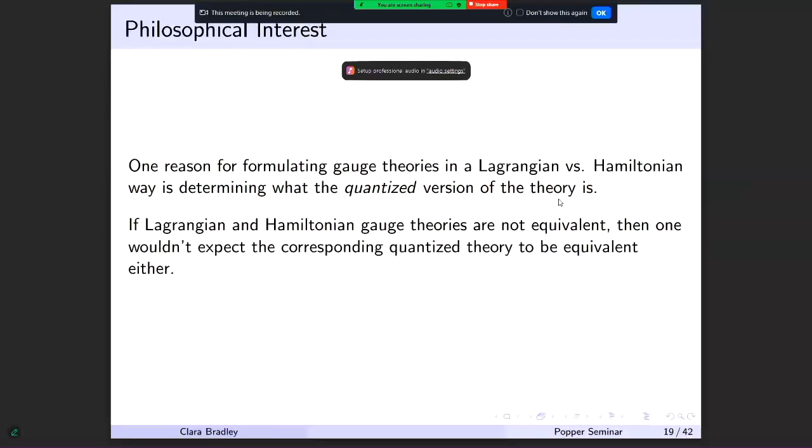And so, if it were the case that these gauge theories, even in the classical context, were not equivalent to each other, then one wouldn't even expect the corresponding quantized theories to be equivalent either. And that would be pretty significant for analyzing these different methods of quantization.